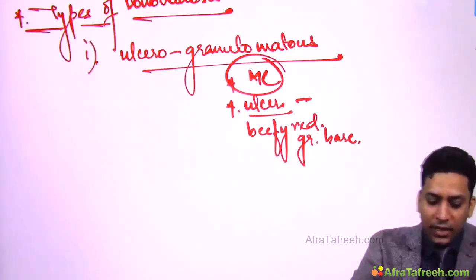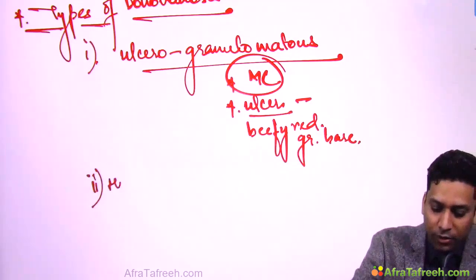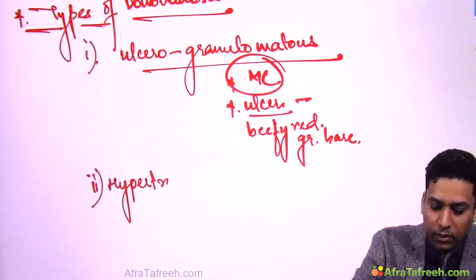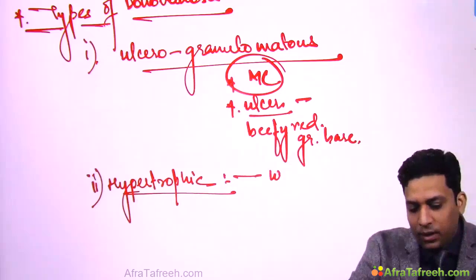You can just remember their names, like hypertrophic. In the hypertrophic variant, a growth is seen which appears like a walnut. So a walnut-like growth.